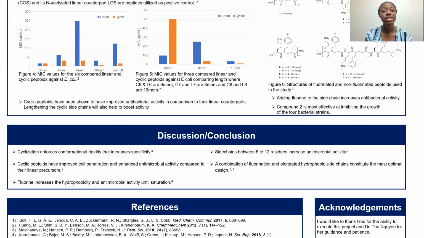Fluorine also increases the hydrophobicity and antibacterial activity until a certain saturation point. Adding more fluorines beyond that saturation point will only render the peptoid ineffective and will no longer increase antibacterial activity. A combination of fluorination and elongated hydrophobic side chains would constitute the most optimal design, ensuring that these side chains are between 6 to 12 residues.